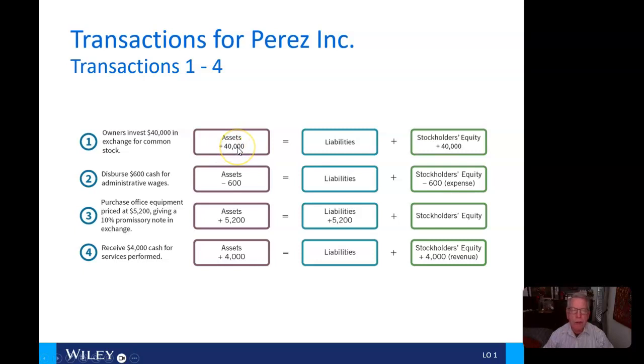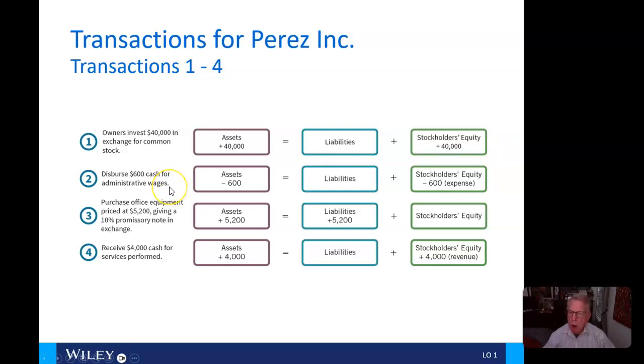So our cash is going to go up, and we've received that cash from the owners, and we've issued stock over here for that $40,000. And if we disperse cash, our asset cash is going to go down. Our stockholders' equity is going to go down because it's an expense. Eventually, that expense will reduce retained earnings.